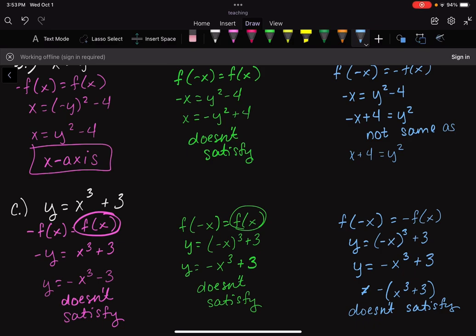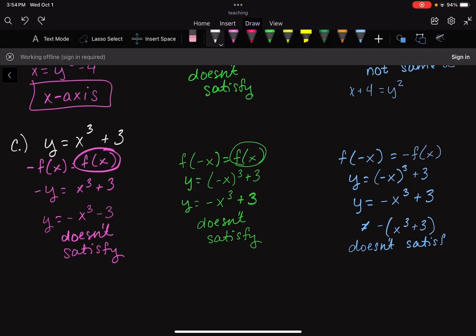Now, x cubed by itself, you would have had some symmetry because you just wouldn't have had this plus 3 on there. So imagine for this one, if we just didn't have this plus 3, then yes, we would have gotten negative x cubed is the same as having a negative outside of x cubed. So we would have seen some symmetry there. So I just wanted to show you one where maybe we don't have anything. And that's okay. It just doesn't have any symmetry.